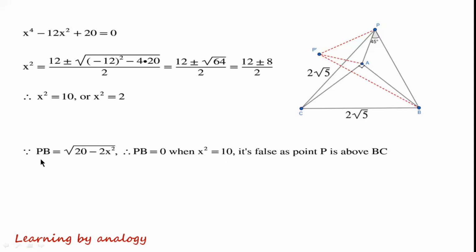Because PB equals root of 20 minus 2x squared, PB equals 0 when x squared equals 10, which is false, as point P is above BC. So x squared equals 2. x equals √2, so PA equals √2.